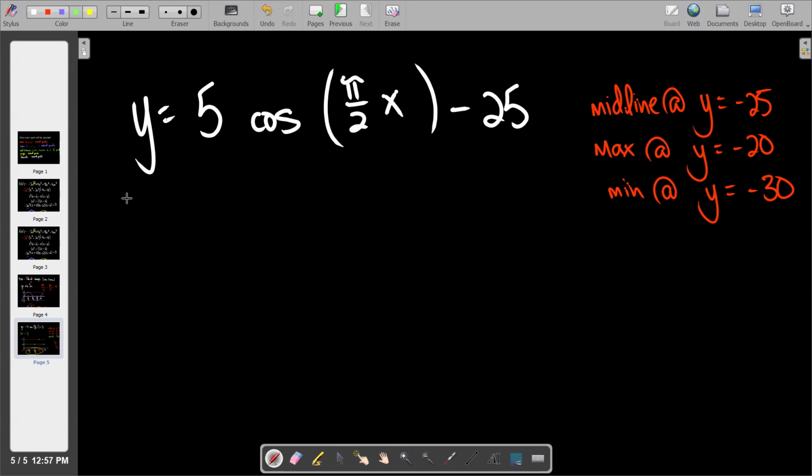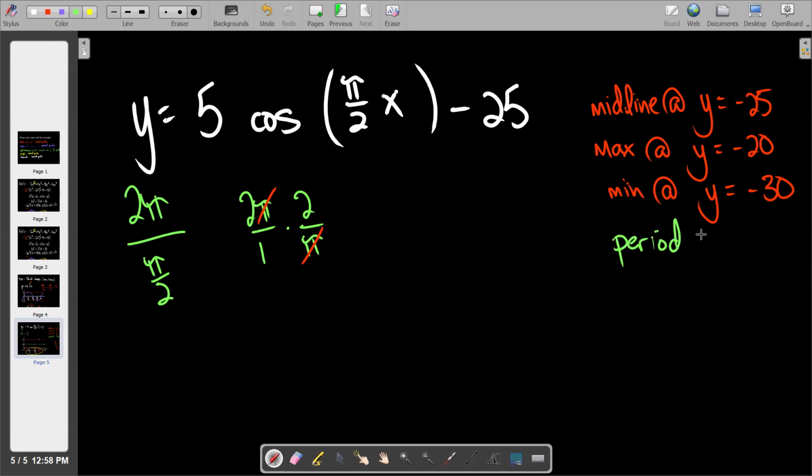So to find the period, we are going to go 2 pi, and I'm going to write this one out, divided by pi over 2. So just have faith in the system here. When we divide by b, we actually have to flip b over and multiply, right? So this is going to be 2 pi over 1 times 2 over pi. What do you notice? Say again? Yeah, and these pi's actually cancel. So the period of this function is actually just 4.